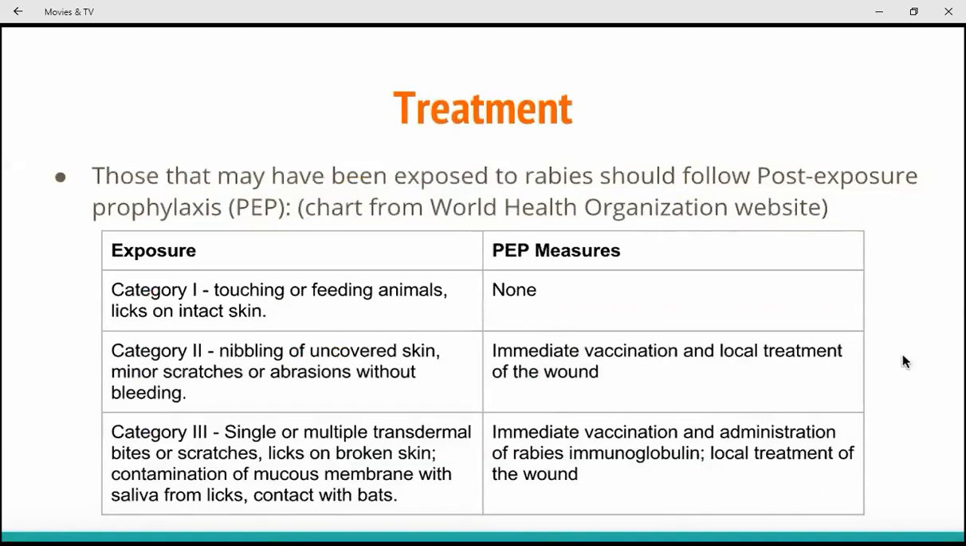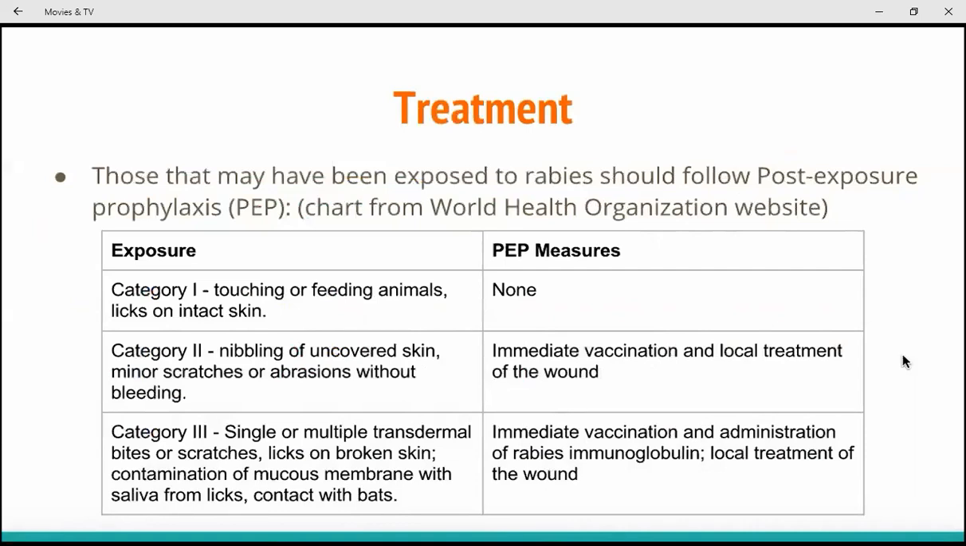A Category 2 exposure is nibbling of the uncovered skin, minor scratches or abrasions without bleeding. The PEP response measures for these cases are to treat such wounds and get immediate vaccination.